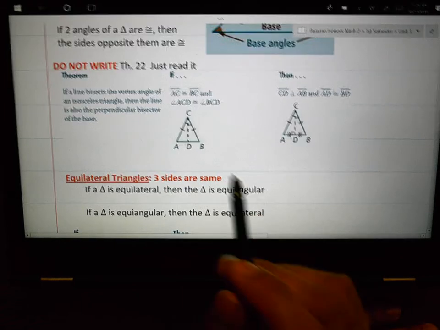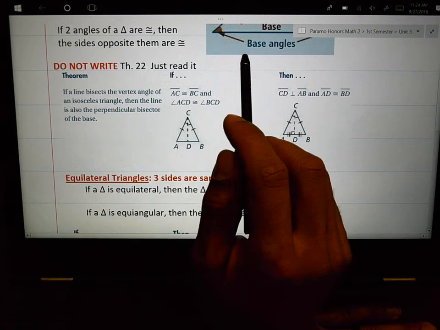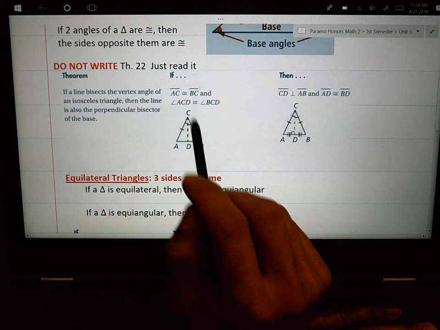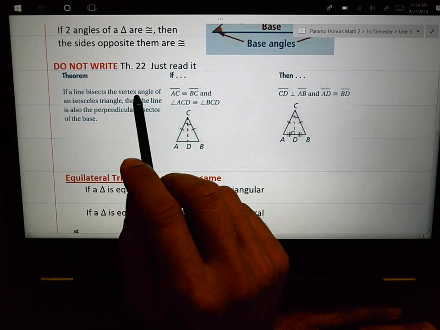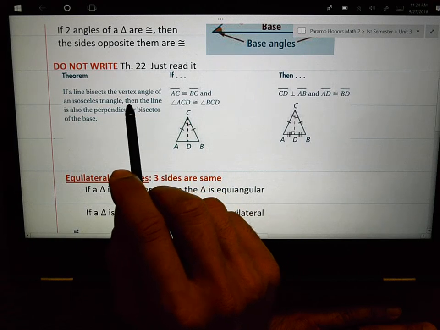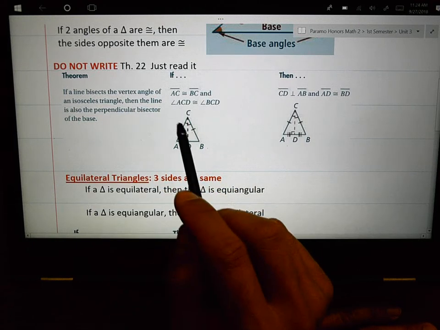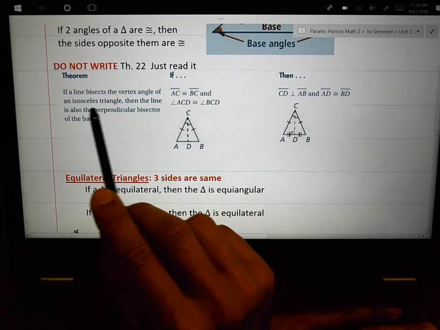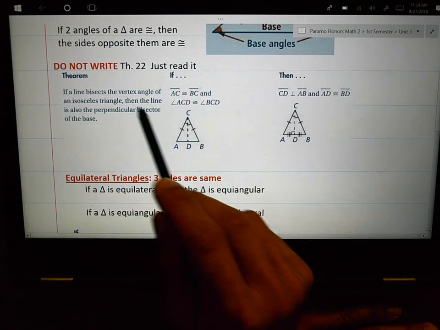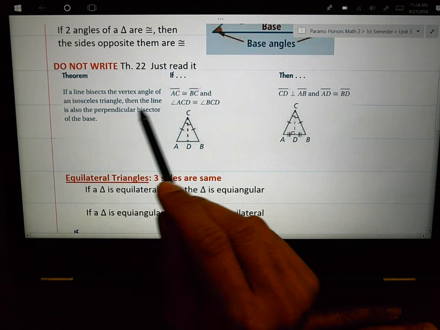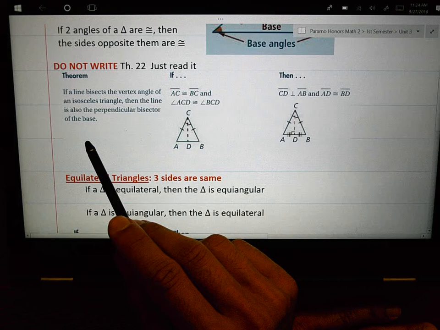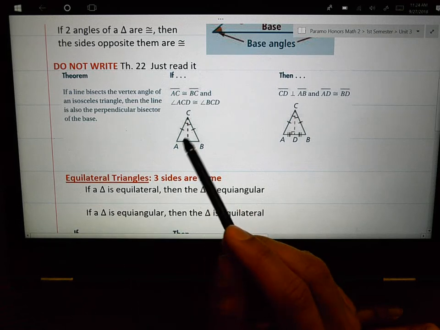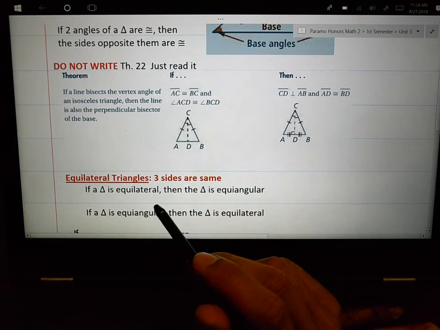One other thing that we're going to do with an isosceles triangle is going to deal with Theorem 22. It doesn't have a name to it. It's just a number in your textbook. This is in your textbook, so you don't need to write it down. But it says, if a line bisects the vertex angle of an isosceles triangle, then the line is also the perpendicular bisector of the base. And there's a way to prove that. It's a real simple proof.